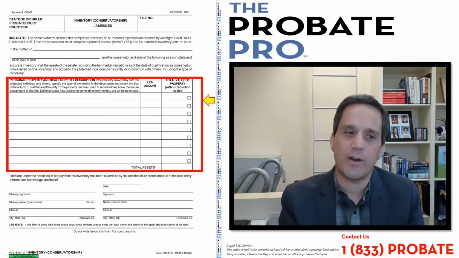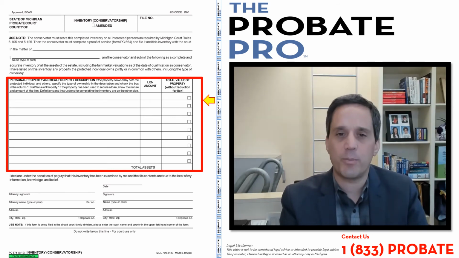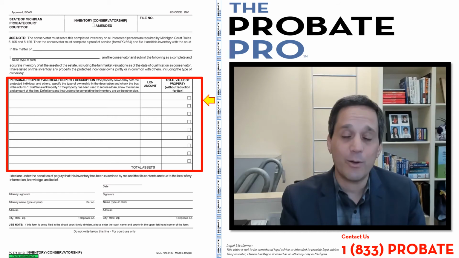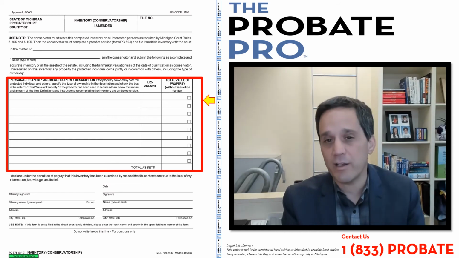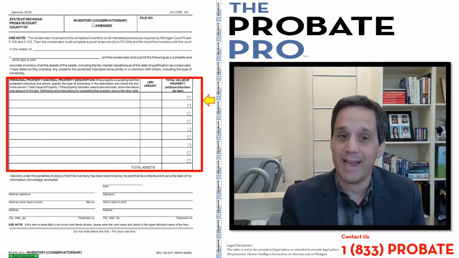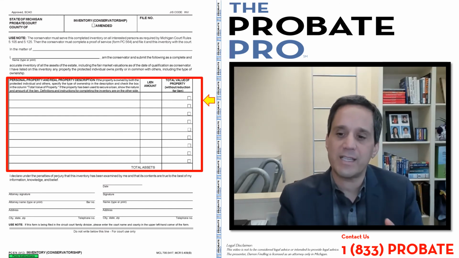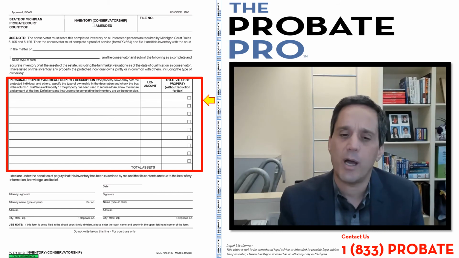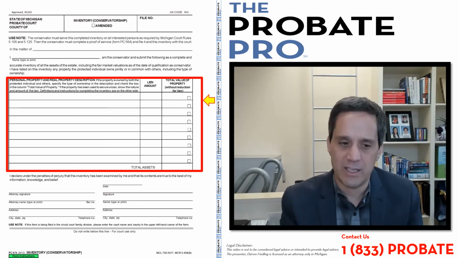So you're identifying the assets. These are both liquid, illiquid, personal, and real. They may be a future asset that's going to come in from an inheritance. So you have to understand the nature of the assets to be able to appropriately include them on this inventory.